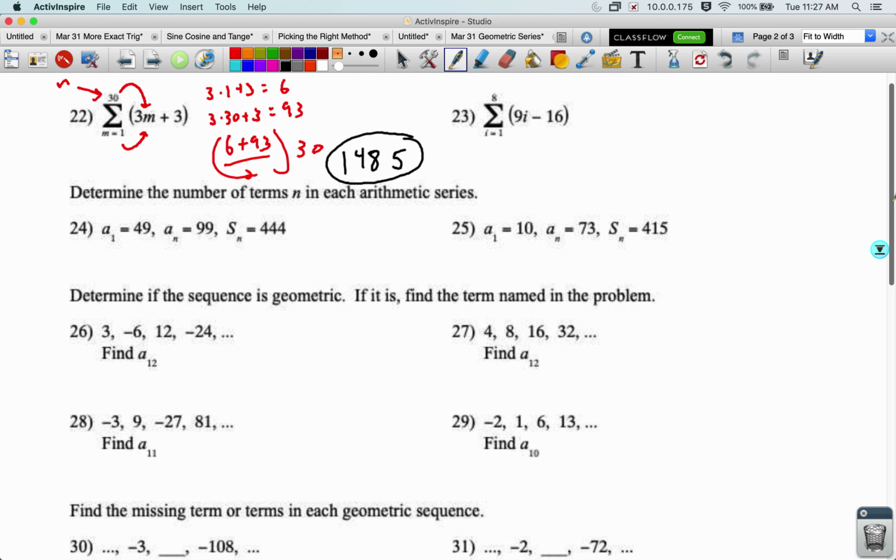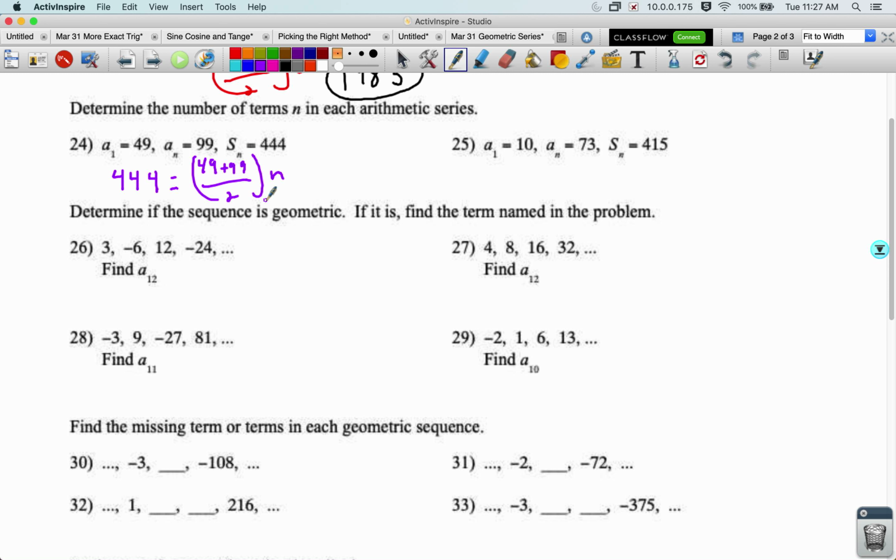All right, determine the number of terms in each arithmetic series. So we're going backwards now. We've got the first and the last. We've got the sum, but we're missing the number of terms. So we'll just plug things in where they need to go, and then we're going to solve for n here. This can be just plugged into your calculator.